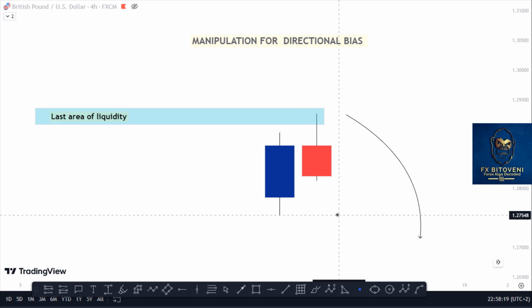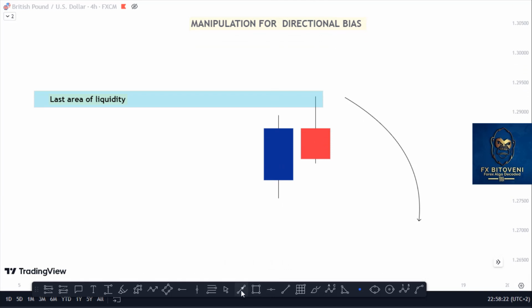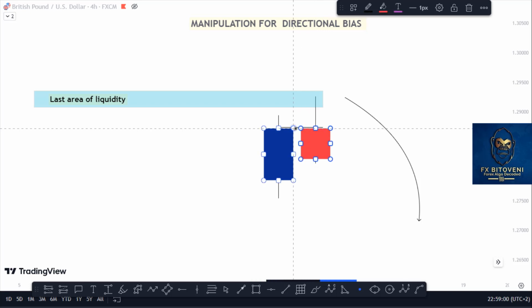So here, the science is to try to read the behavior of your candlesticks, how one candlestick forms and how it manipulates another, and then you will immediately see the direction of where the rest of the candles are going to go. So here you have a bullish candle closing before the market reaches your last area of liquidity. Now a new candle opens, on the same level here.